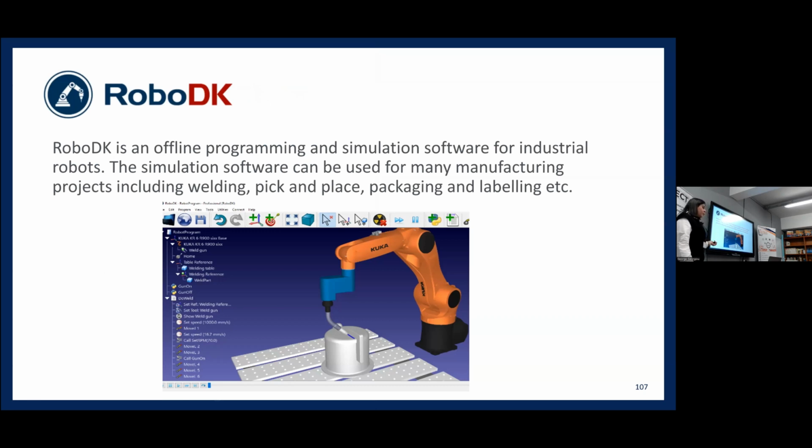So what does our RoboDK do? It's an offline programming and simulation software for industrial robots. You can use it for many applications. They have a huge library that has most of the industrial robots, like one of them is KUKA. And it has examples. So it has pre-programs and pre-simulations of robots like this one. I will show you one later as well.